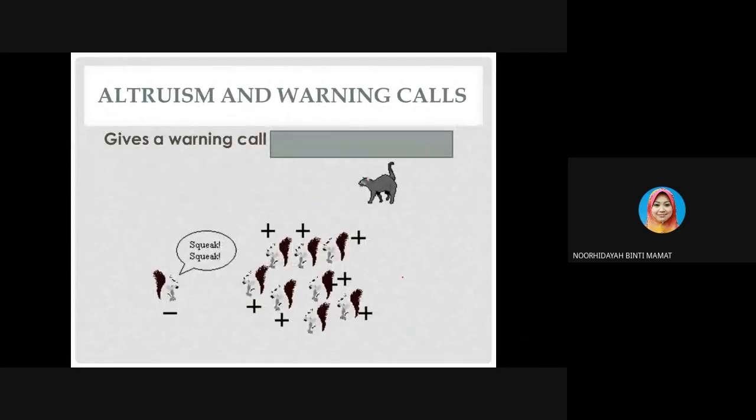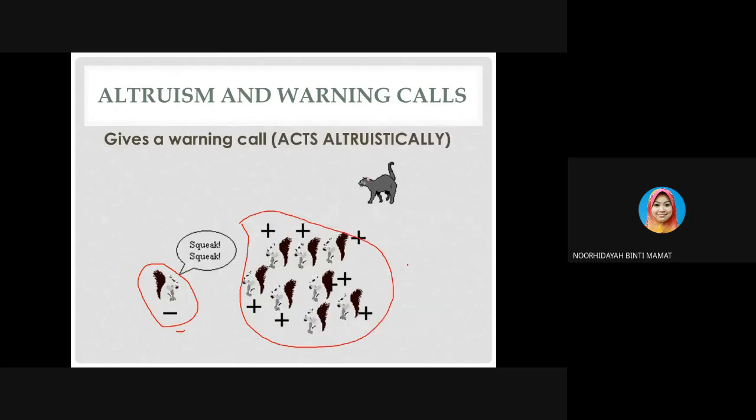So okay, let's recall. This is altruism. If the actor gets harmed and the recipients get the benefits, so what do we call it? It actually acts altruistically, which is, it gives a disadvantage to itself, the actor, but it gives the benefits to others, often its close relatives. So we call it acting altruistically.